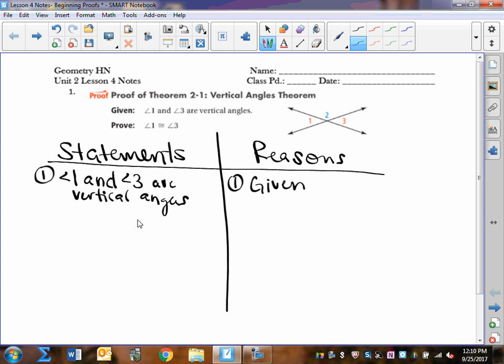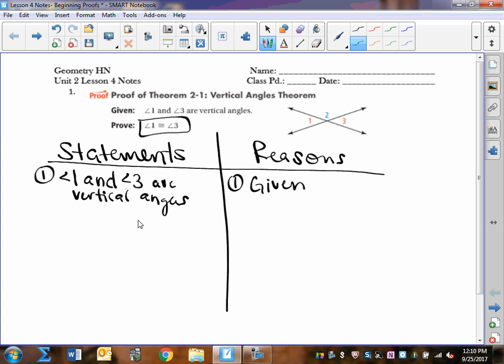Now, we're trying to prove that 1 and 3 are congruent. And again, we cannot use the theorem. We cannot say 1 and 3 are congruent by vertical angles theorem, done. Two-step proof does not work. We're trying to prove that, so we cannot use it because that's what we're proving.